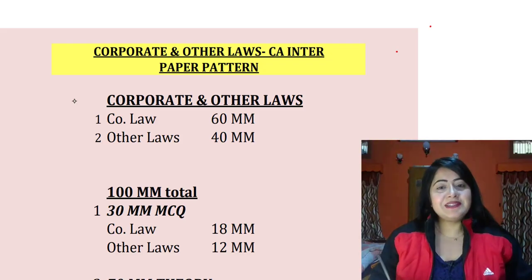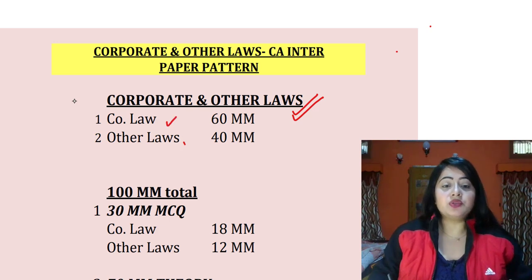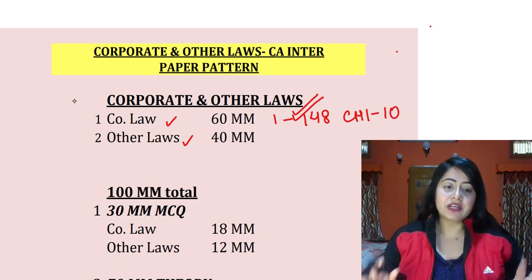Let's start off. Firstly, in total, the 100-mark paper is divided into two parts: company law and other laws. So when we say company law, you are covering section number 1 onwards till section number 148. That is basically chapter number 1 onwards till chapter number 10 of the Companies Act. That is covered in your syllabus.